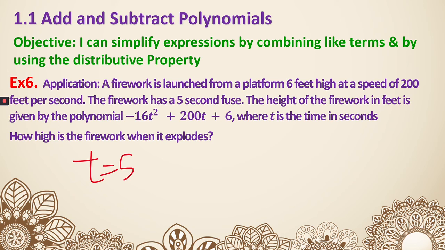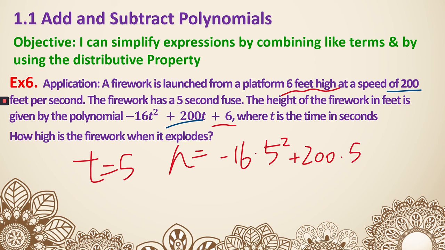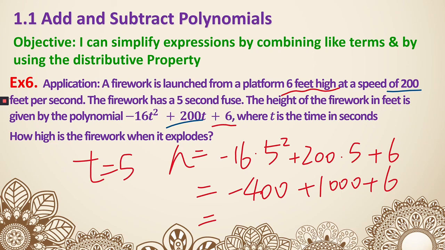In case you didn't notice, that 6 feet height is just the number on the end, and that 200 feet is right there. So we don't need to worry about the first sentence. When it explodes, we are calculating the height. All we need to do is replace all the t with 5. So it's going to be -16 times 5 squared, then plus 200 times 5, then plus 6. Negative 16 times 5 squared, that is going to be negative 400, then plus 1000, plus 6. That will give us 606. Don't forget the unit, and that is feet.